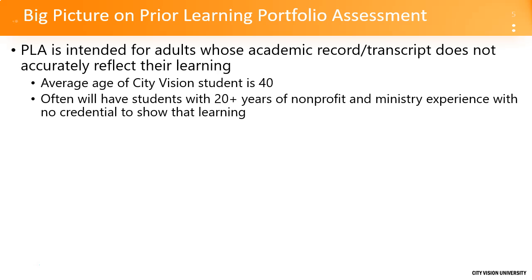It's about correcting that, to show where you've done learning that would be the equivalent of college credit. With City Vision, the average age of our student is 40. We'll often have many students with a lot of experience, especially in nonprofit and ministries, and no credential to show for that.